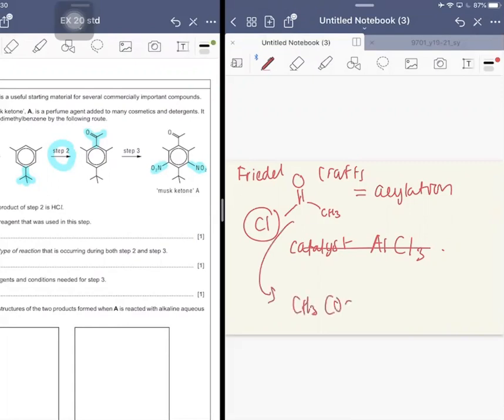CH3COOH or CH3COO. What am I doing here? Wrong. CH3COCl. Okay, that's how you write down the reagent. Another name for it is ethanoyl chloride.